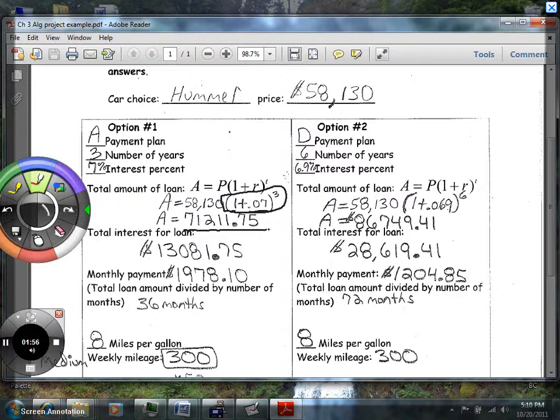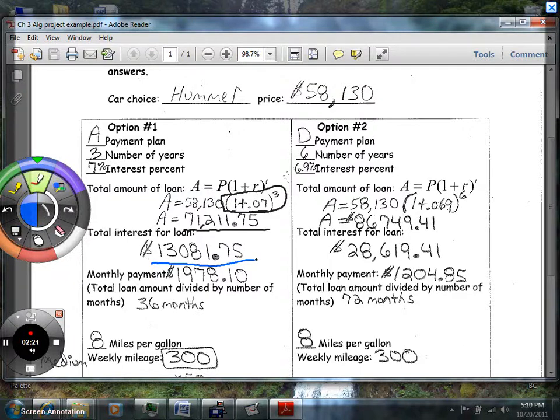Now for the total interest for the loan, what I have to do there is take the $71,000 and subtract the cost of the Hummer. So I take this amount and I subtract the $58,130, and then I get how much the interest is. That's the difference. Look at the difference between $71,000 and $58,000.